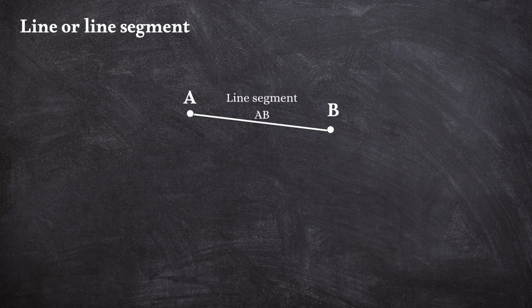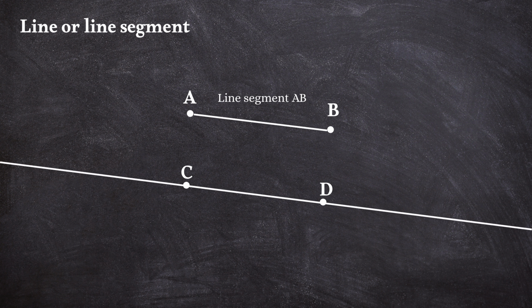Now, imagine that we draw another 2 points, let's say point C and point D, and we join them creating a line segment CD. But now, imagine that we extend this line segment in both directions. Well, this is not a line segment anymore, instead we have a line.